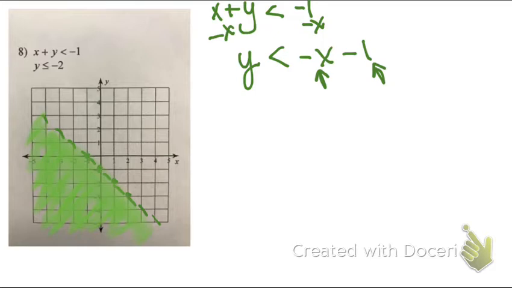So now, let's go ahead and plot our second one, which is pretty simple to do. y is less than or equal to negative 2. So it doesn't matter what x is, y is going to be all those values below negative 2. And since it's less than or equal to, it's a solid line. So I'm going to go ahead and shade. Okay, and my solution is where the two meet. Okay, hopefully this made sense to you and you're able to check your answers.